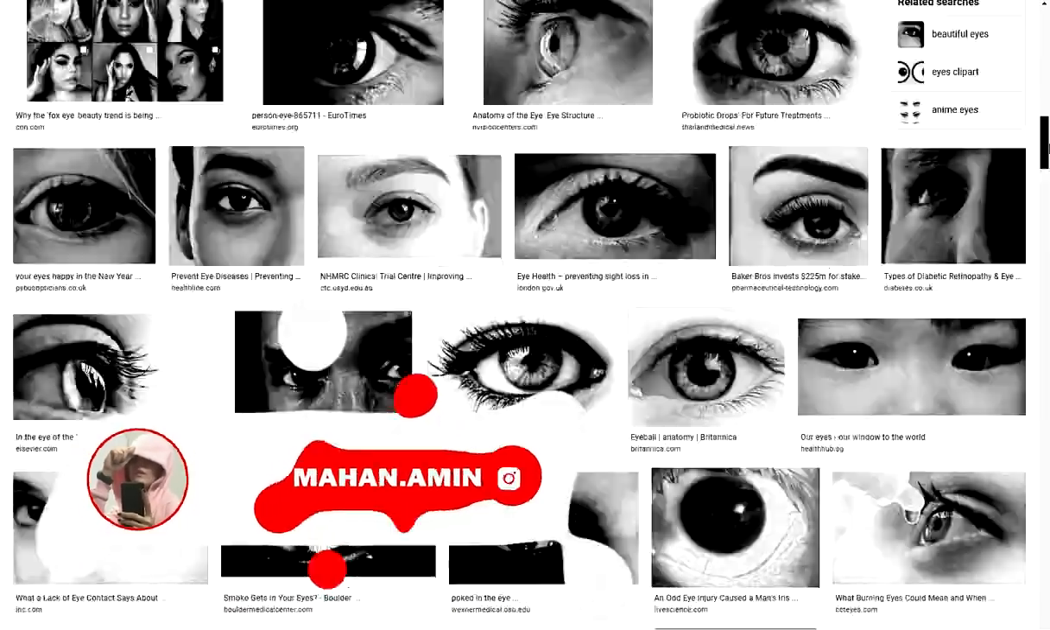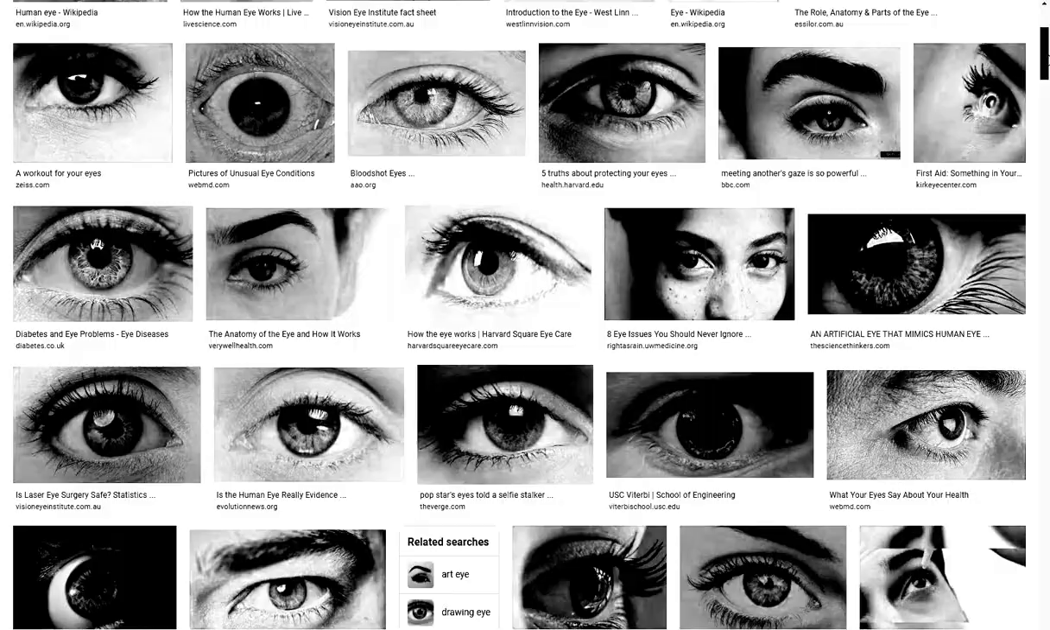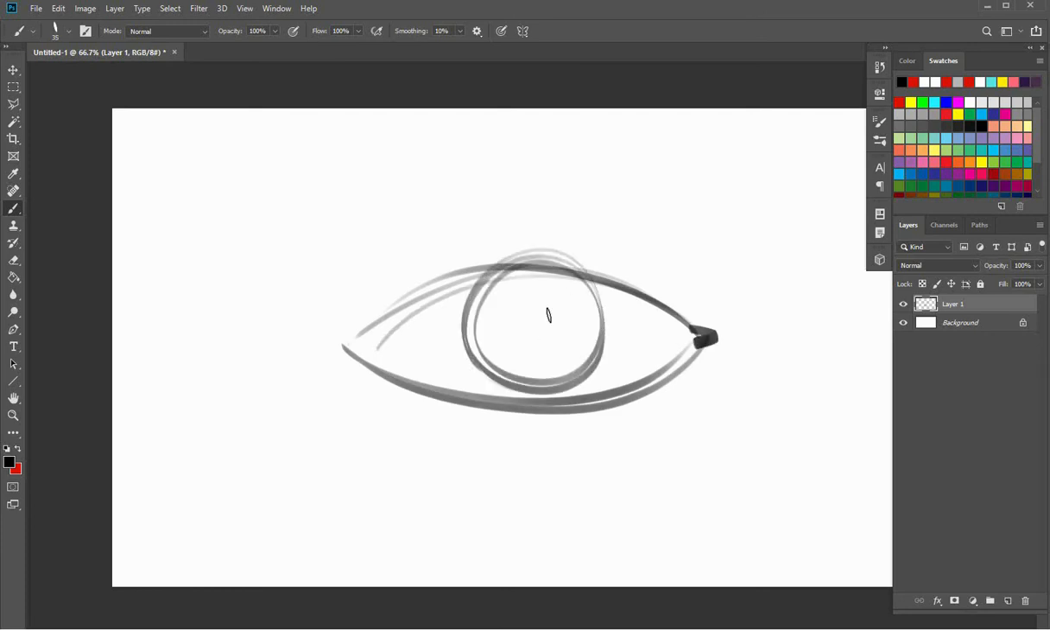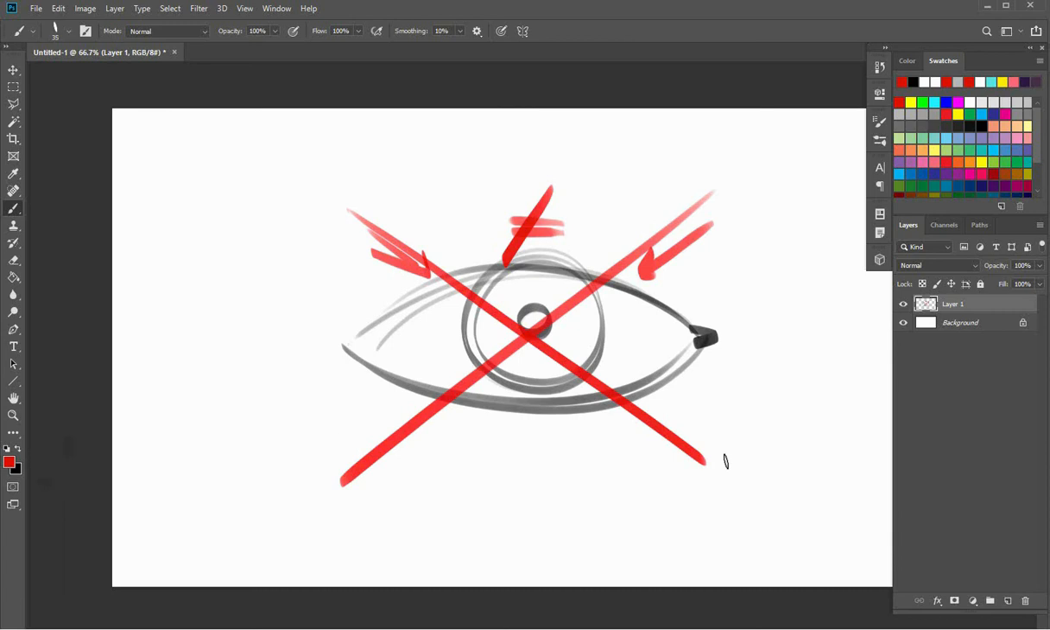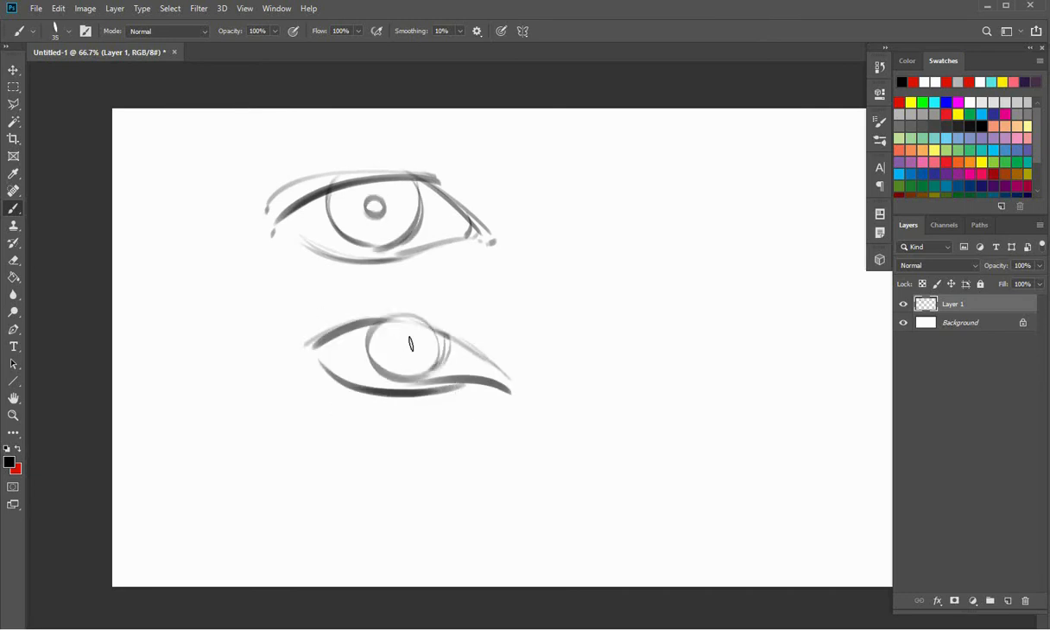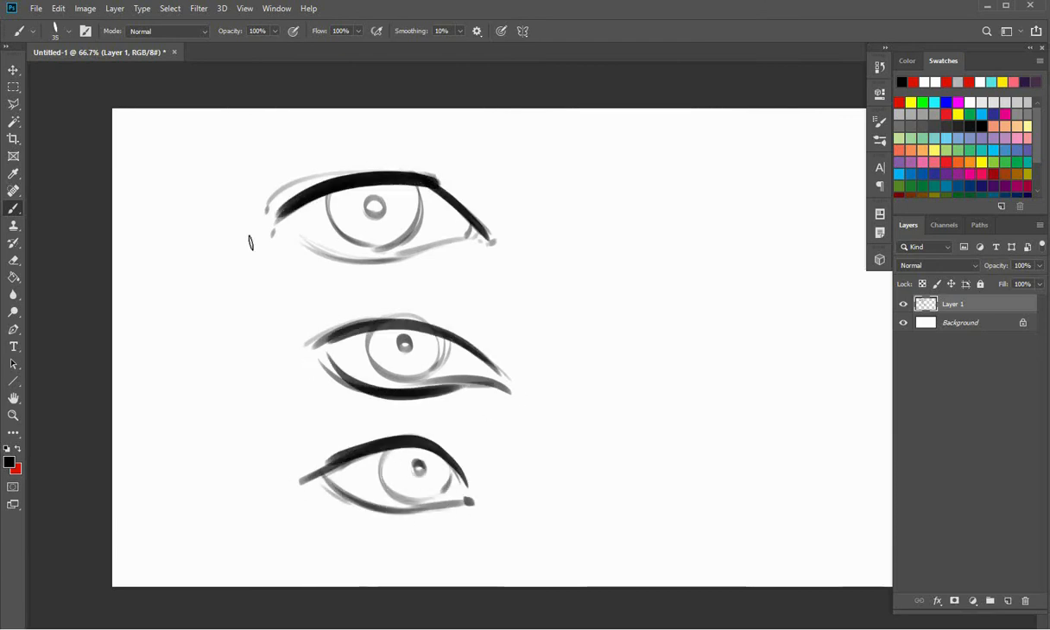In this video, I'm going to tell you all the important tips about the eyes. First of all, don't draw the inner side and outer side the same as each other. They are not equal. Every eye has its own character. You see, each one has special features.